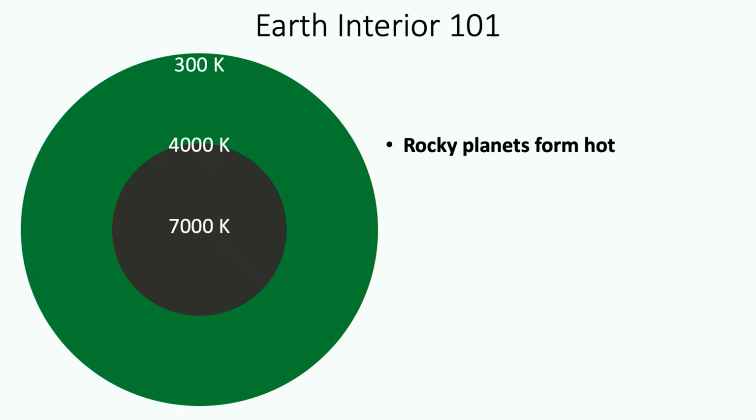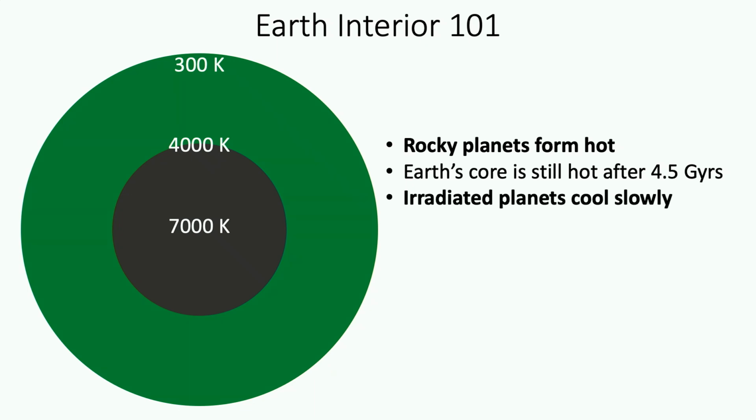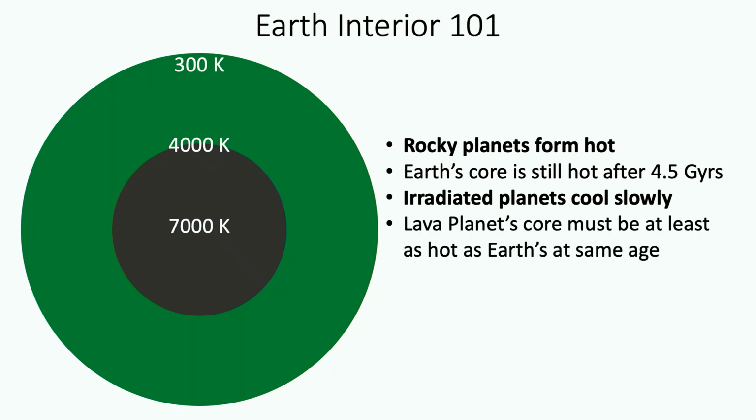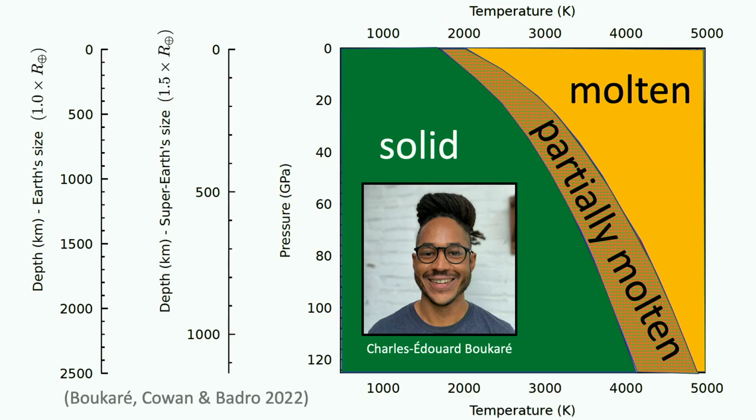So that's what normal planets do. And of course, on a lava planet, you can't radiate away your energy quite as efficiently because you're being bombarded with more radiation from your star. So the punchline is that if Earth's core is still hot, which it is, then the core of a lava planet must be at least as hot. Okay, this is not rocket science. This is just basic intuition. Okay, so now we try to do this a little bit more carefully.